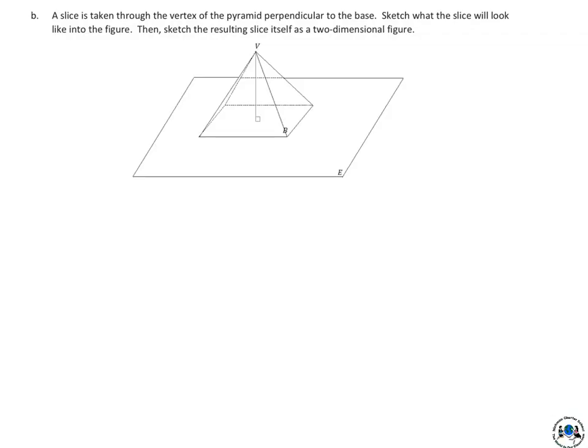Okay, so here we are finally. A slice is taken through the vertex of the pyramid perpendicular to the base. Sketch what the slice will look like into the figure, and then sketch the resulting slice itself as a two-dimensional figure. This would be a fun one to do with clay, just like we talked about just now, or Play-Doh. Play-Doh might be a little bit neater. Anyway, go ahead and do the sketching here, and come on back. I think you're going to breeze through this one.